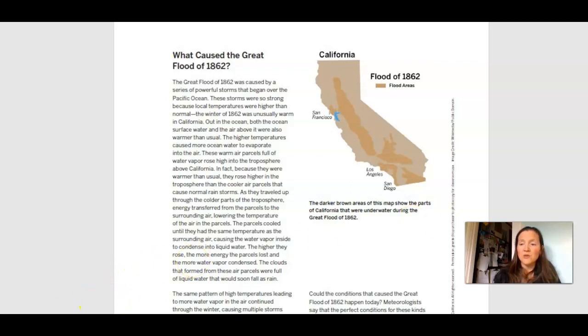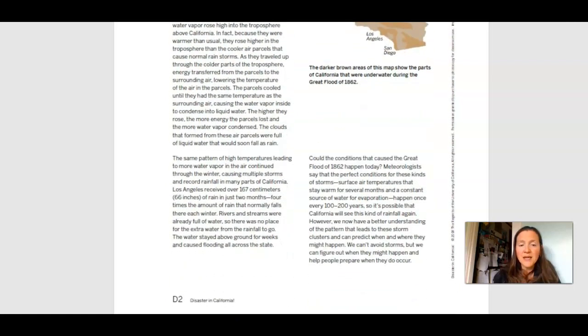Scroll down so you guys can see the rest of the article. The same pattern of high temperatures leading to more water vapor in the air continued through the winter, causing multiple storms and record rainfall in many parts of California. Los Angeles received over 167 centimeters, or 66 inches, of rain in just 2 months, 4 times the amount of rain that normally falls there each winter.